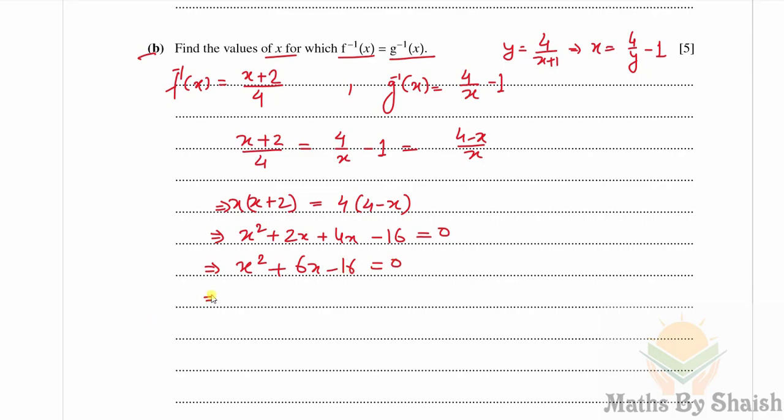And now we will calculate this value. We can factorize it. The two numbers 8 and 2 make 16, so it becomes (x plus 8) and (x minus 2). So the two values of x would be 2 and minus 8. So that is the solution for f inverse x is equal to g inverse x.